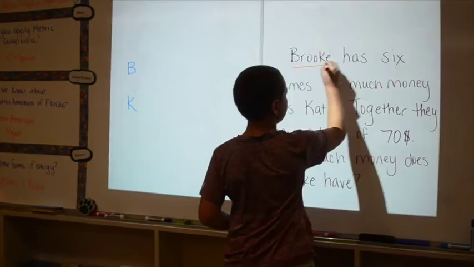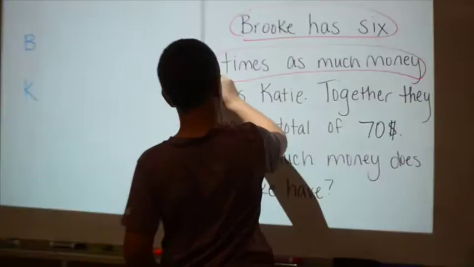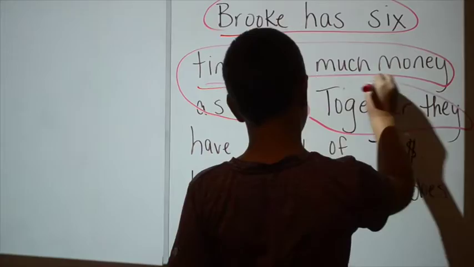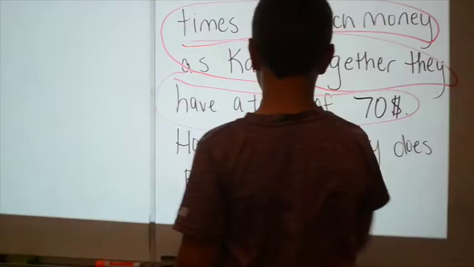Brooke has 6 times as much money as Katie. Together they have a total of $70. How much money does Brooke have? Okay, what do we do first with our word problem? First, we're going to circle our important information. Good. We need to know that Brooke has 6 times as much money as Katie. Good. And that together they have a total of how much? $70. And what's our question? Our question is, how much money does Brooke have?